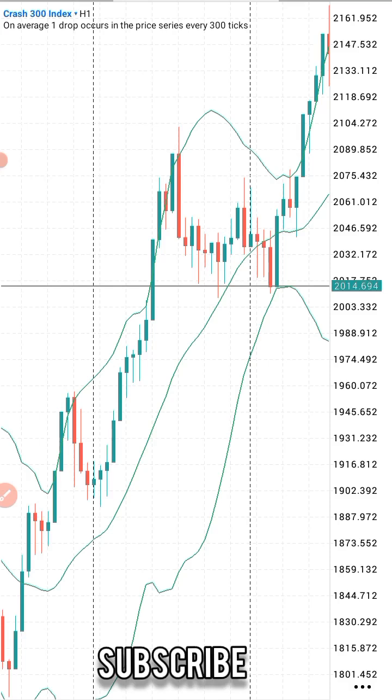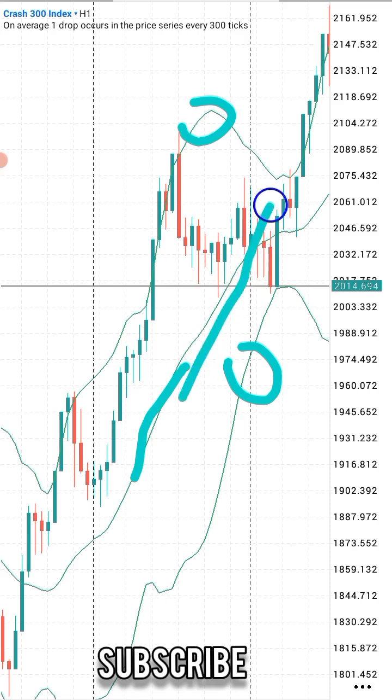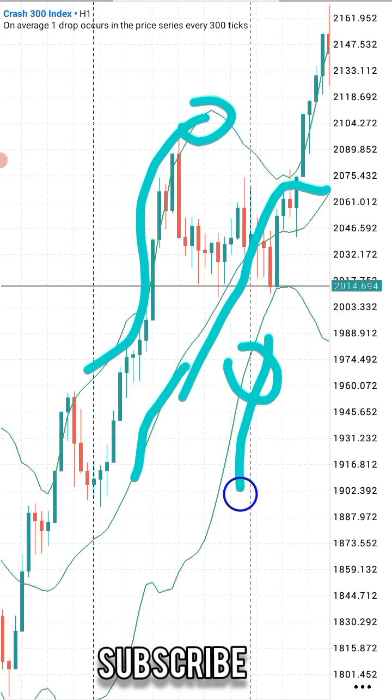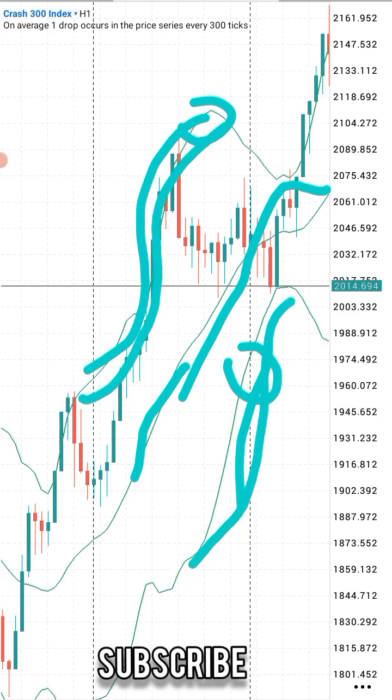I want us to understand that this middle line is our moving average, while the upper and the lower line are our standard deviation. We have two standard deviations and one moving average, which is the middle line. These standard deviations help to give us levels of support and resistance.